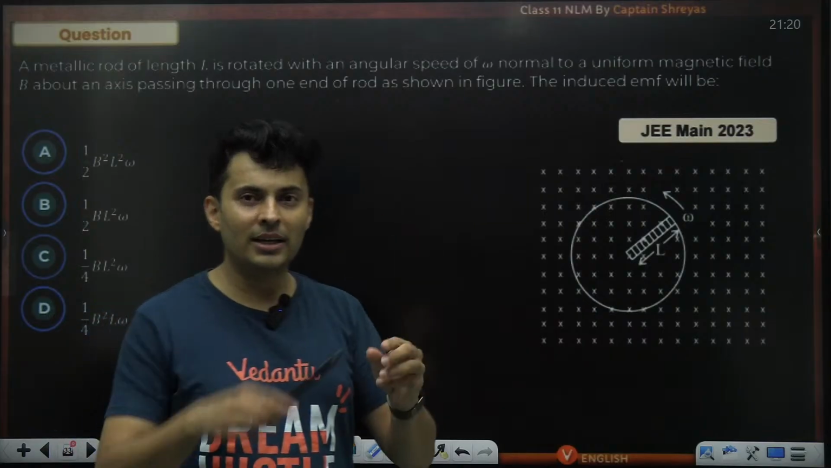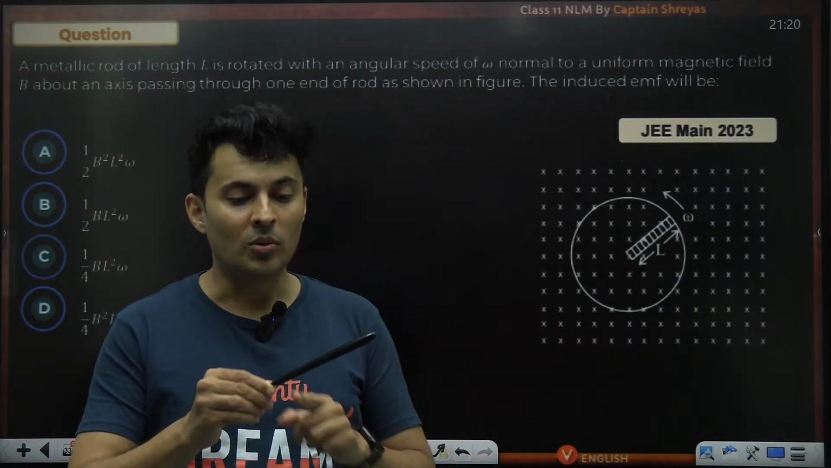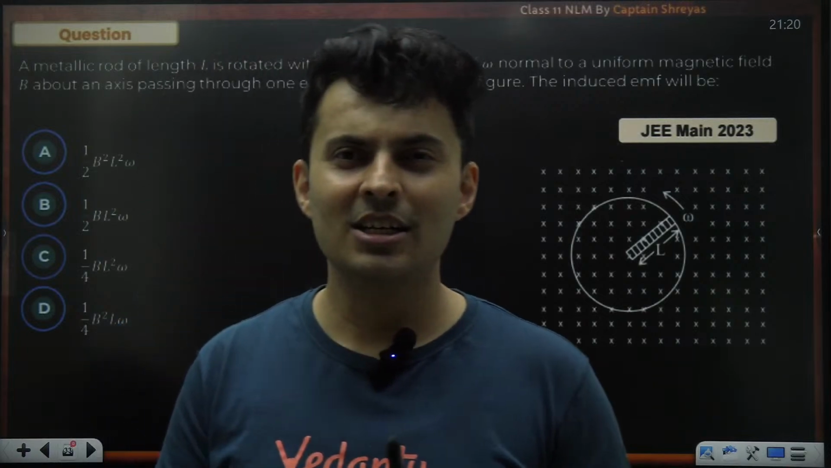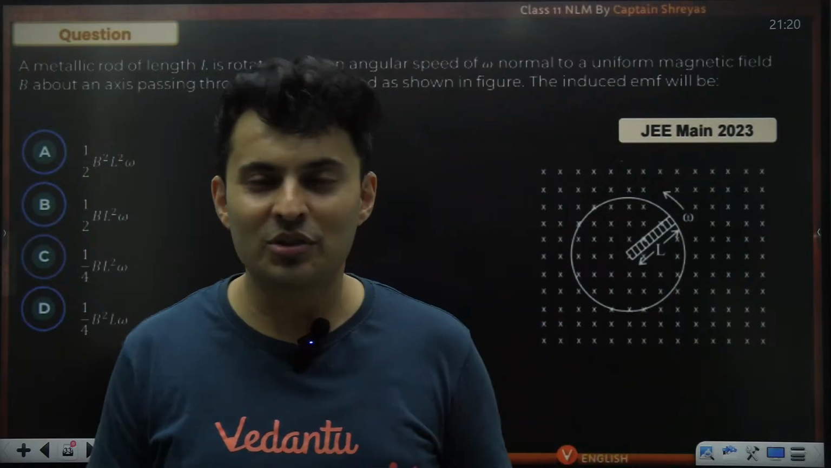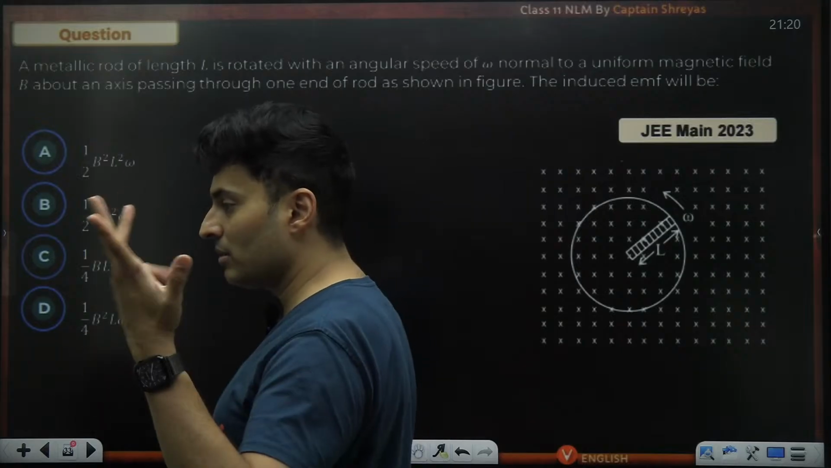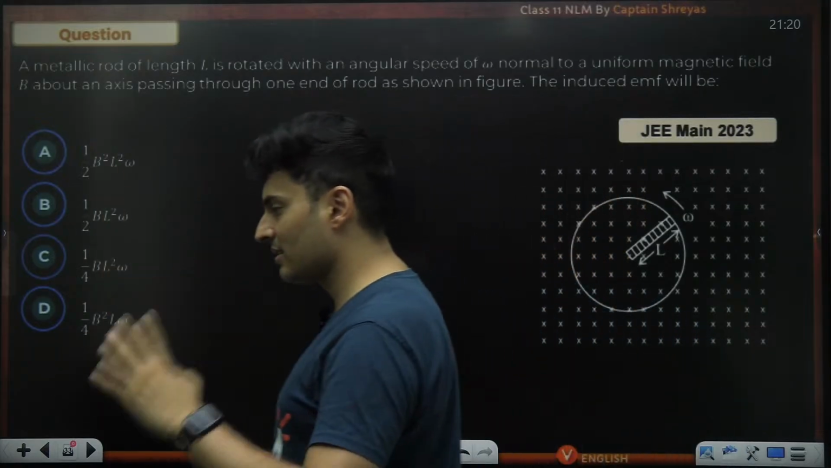This is a rotating rod, and every point has a different velocity. The point which is at the axis has 0, the point which is here has maximum velocity. So should I take average? Don't do that stupidity. Never do that. Because we do not know whether it should be average or square average. Who knows? So better to go by proper basics.